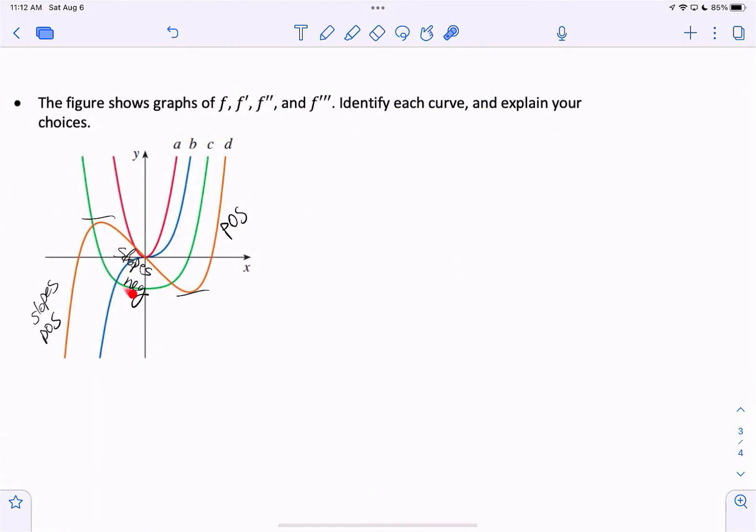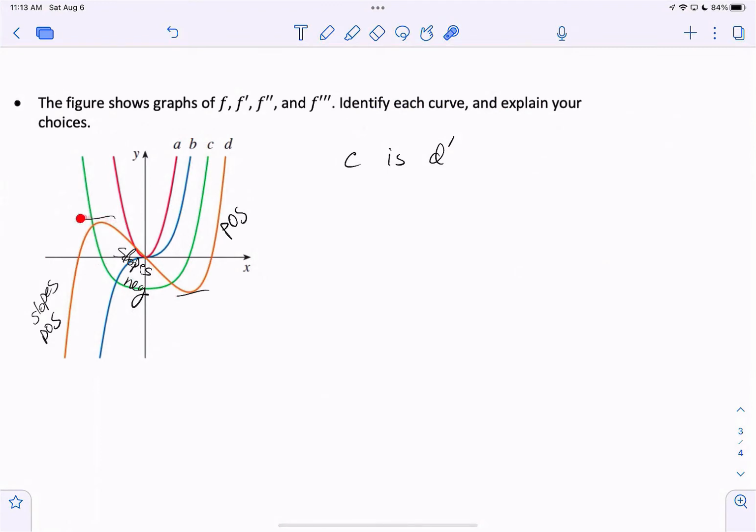Notice the green function here, where d has horizontal tangents, the green function is equal to 0, has an x-intercept. That happens at both times. Also, in the interval where the slopes of the tangent lines of d are negative, the graph, the green graph of c, is also negative. For those reasons, I'm going to say that c is d prime.